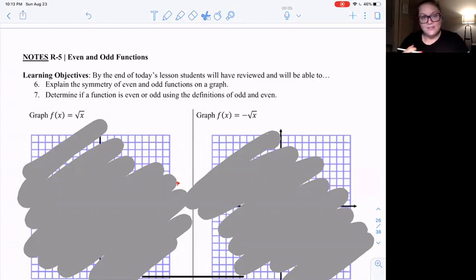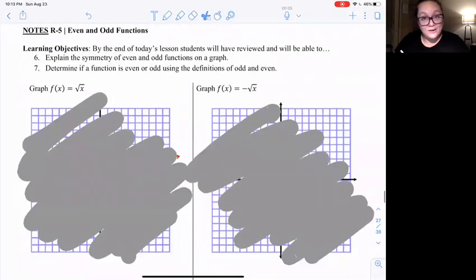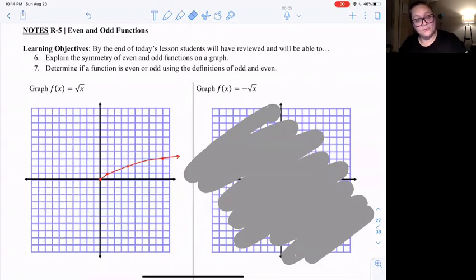So to start, we're going to talk about what the behavior of a graph does if you change the positive or negative values of x. For the first graph, the parent function, we have f equals the square root of x. That's what that looks like. That only stays in the first quadrant because only positive values can go in the radical, outside of imaginary numbers. You'll deal with that later on.